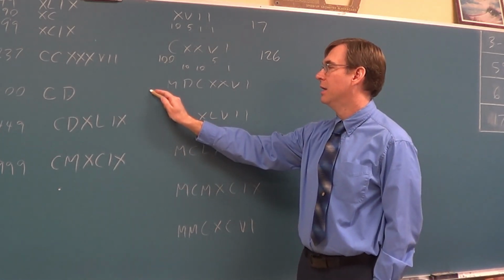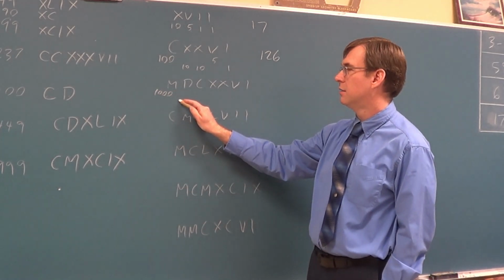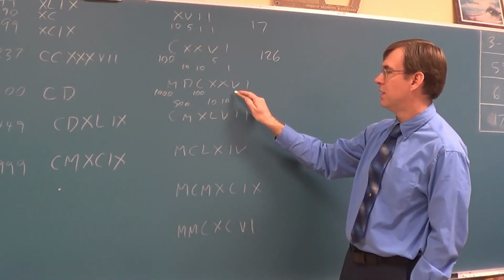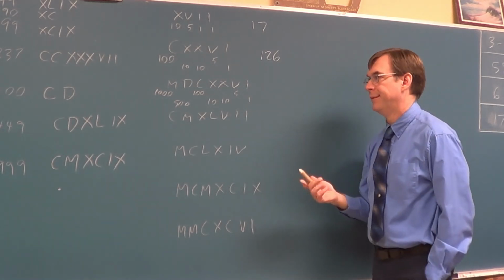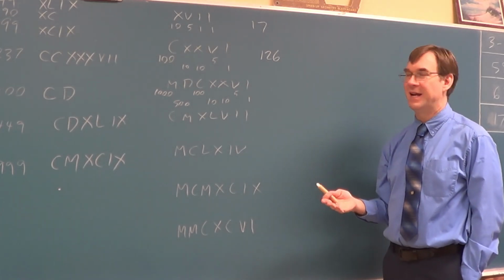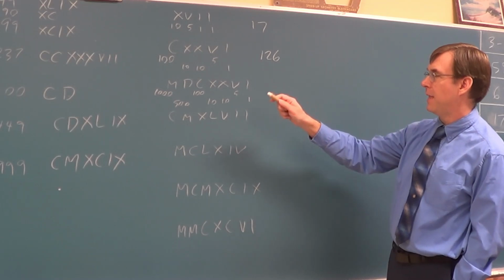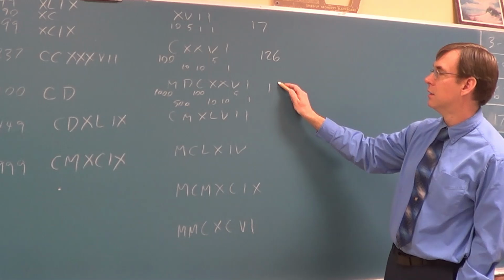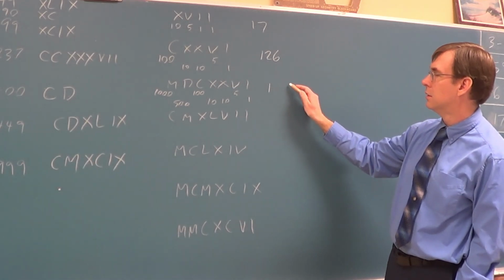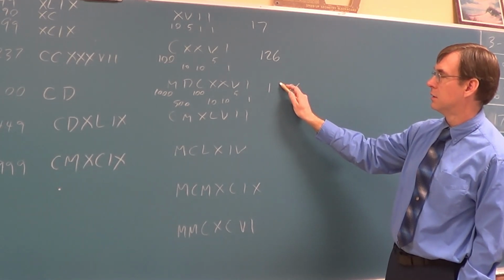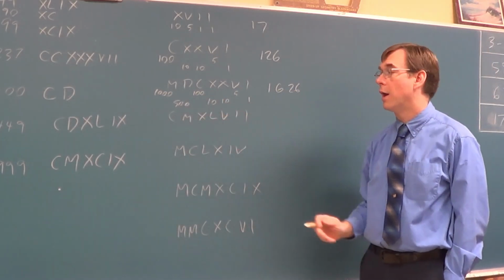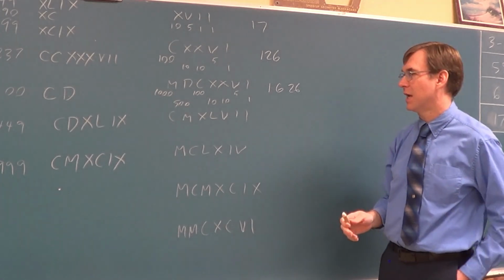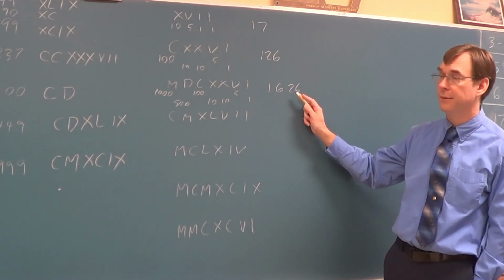So hit it again. M is 1,000, D is 500, C 100, X 10, X 10, V 5, I 1. Again, did I go out of order? No, I'm taking it easy on you to build some momentum. Add your way down the line. 1,000, 626, because the 500, 100. I was kind of doing them in zigzags. If I went side by side, it's getting crowded, I thought.